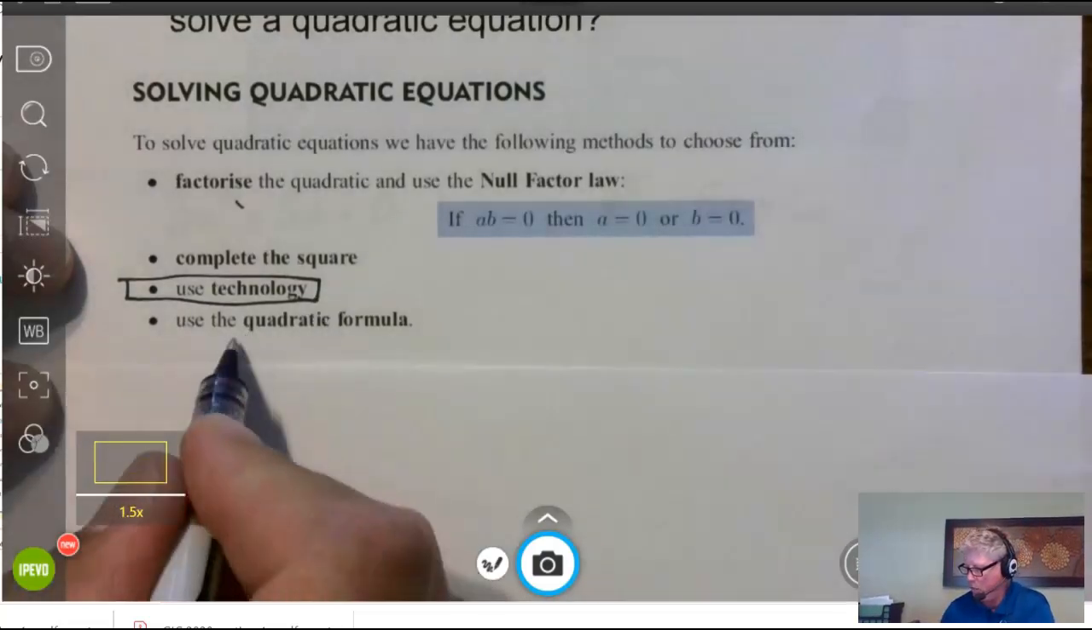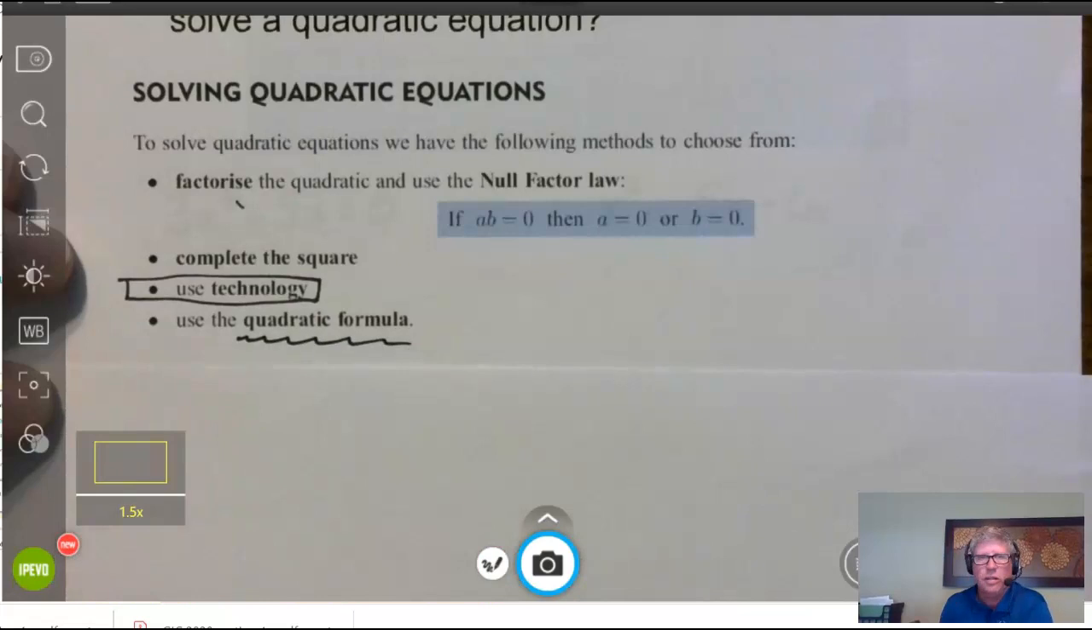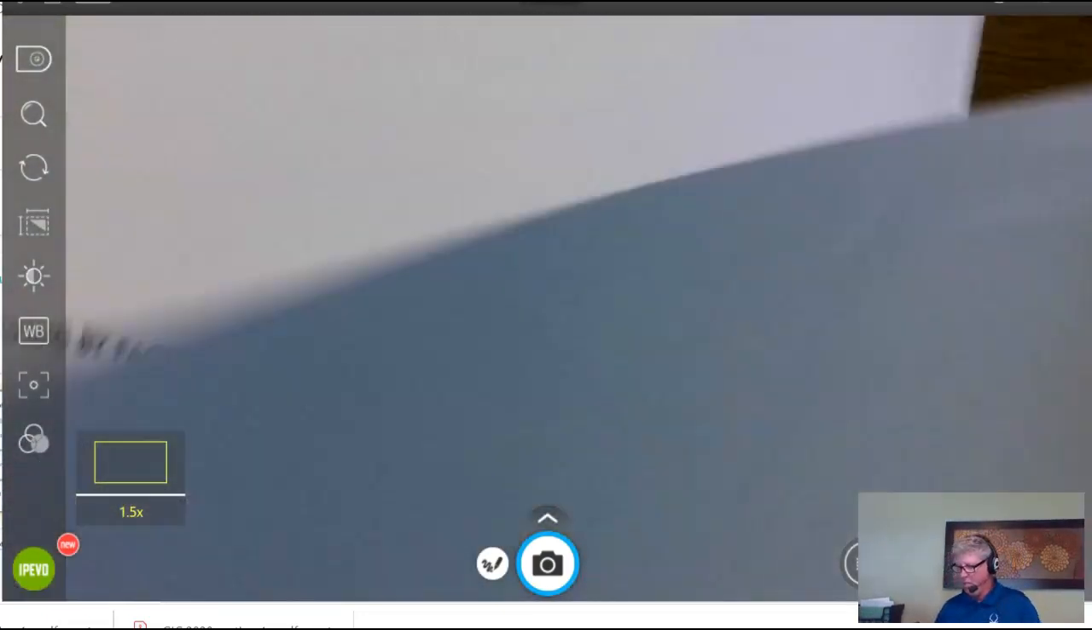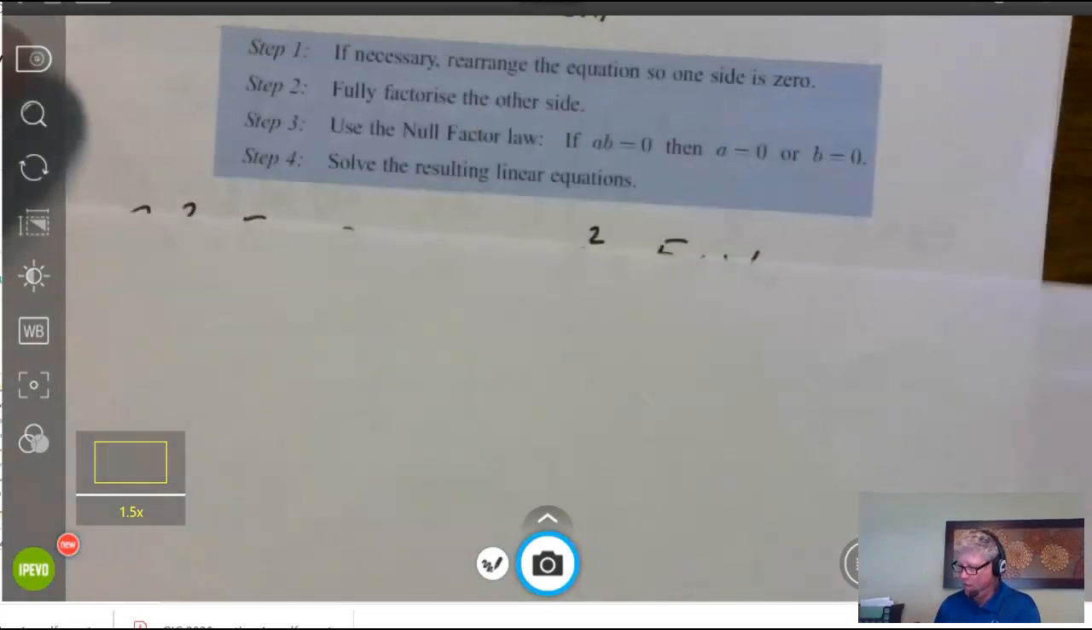And then, of course, the quadratic formula. Oh, let's take a moment. Okay. All right. Not worthy. All right, factorization.